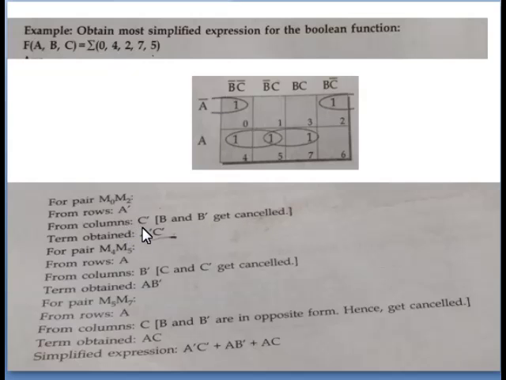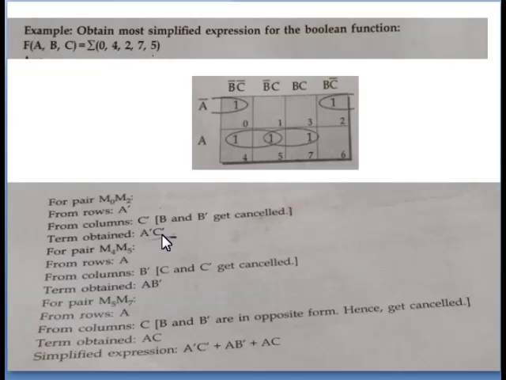So the term obtained is, from the row we got A dash, from the column C dash. So the term obtained is A dash C dash. You have to multiply both terms. Now go to the next pair.